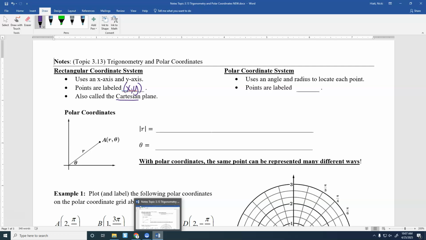So the polar coordinate system is going to be a new system that we are going to learn. And the polar coordinate system uses an angle and a radius to locate each point. So the points are going to be labeled R theta there. And so polar coordinate systems actually have a lot of application in real life because they are very applicable to things like sea and air navigation.